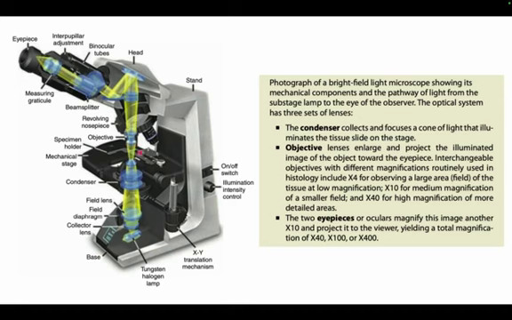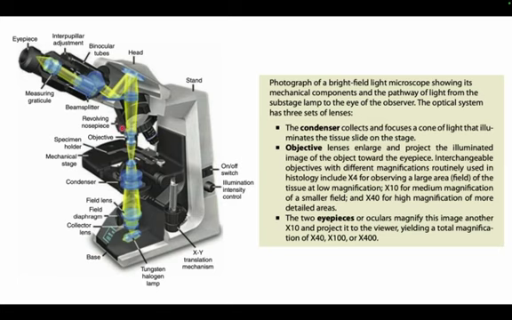Between the lamp and our specimen, there's something called a condenser. The condenser collects and focuses a cone of light that illuminates the tissue on the stage. So this is a series of lenses that basically collects all the light coming from this lamp and brings it onto our sample.